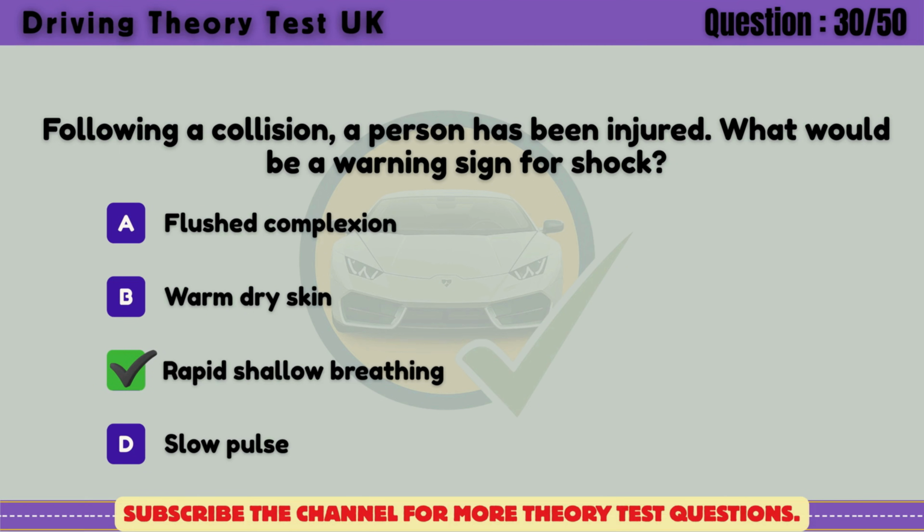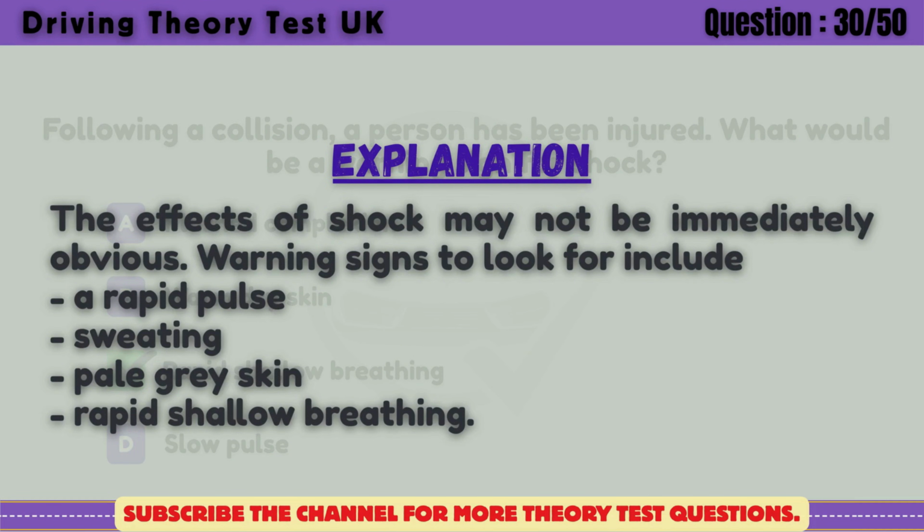Answer is C. Rapid shallow breathing. The effects of shock may not be immediately obvious. Warning signs to look for include a rapid pulse, sweating, pale gray skin, and rapid shallow breathing.